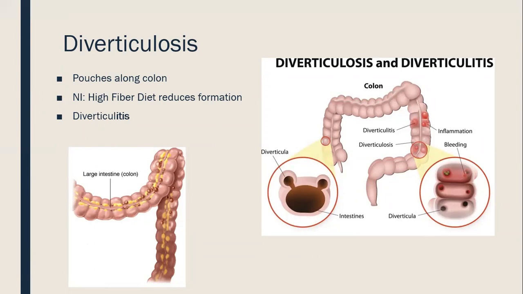Nutrition intervention here is a high fiber diet to reduce the formation of the pouches that are particularly problematic, and during periods of flare-up, avoiding any foods that cause particular distress.